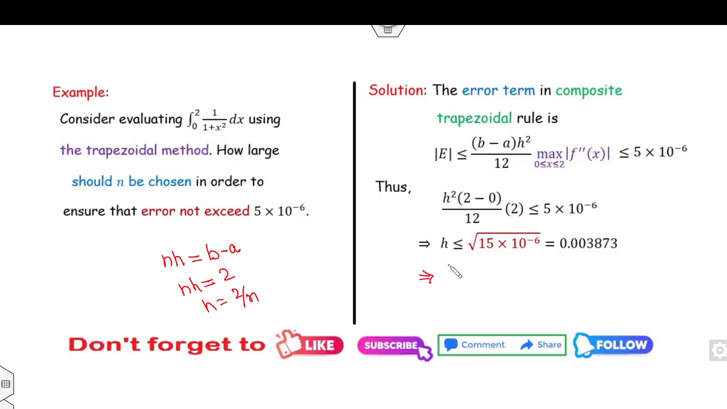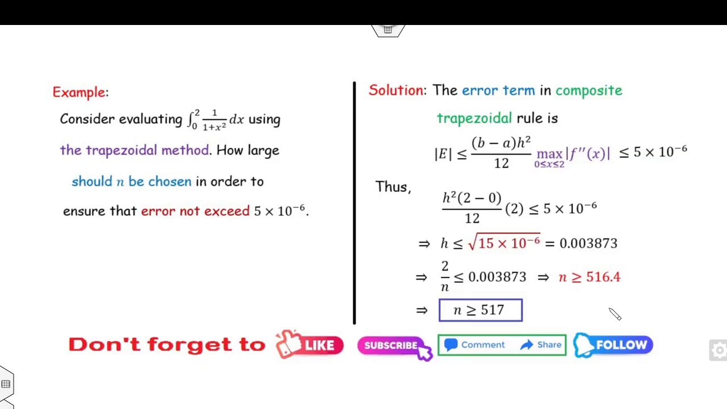I can substitute here. 2 over n is less than or equal to 0.003873. Can you find the value of n? It is greater than or equal to 2 divided by 0.003873. After solving, you will get the answer as 516.4. Because n is an integer, I can say n is greater than or equal to 517. So the right answer of this problem is n must be at least 517, so that you can get the error not exceeding 5 into 10 raised to power minus 6.